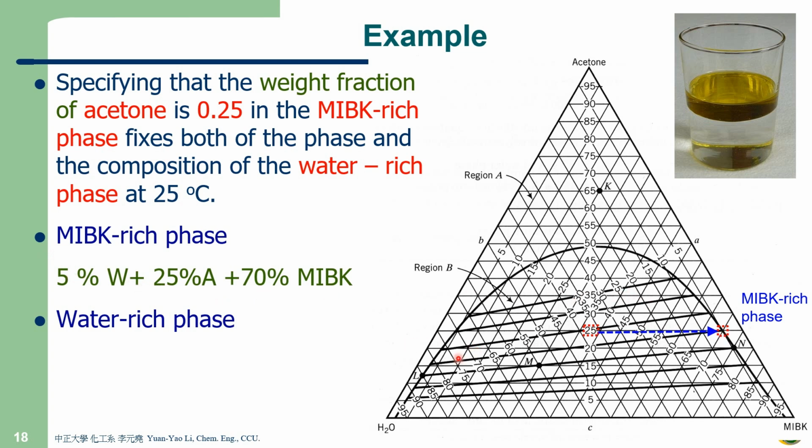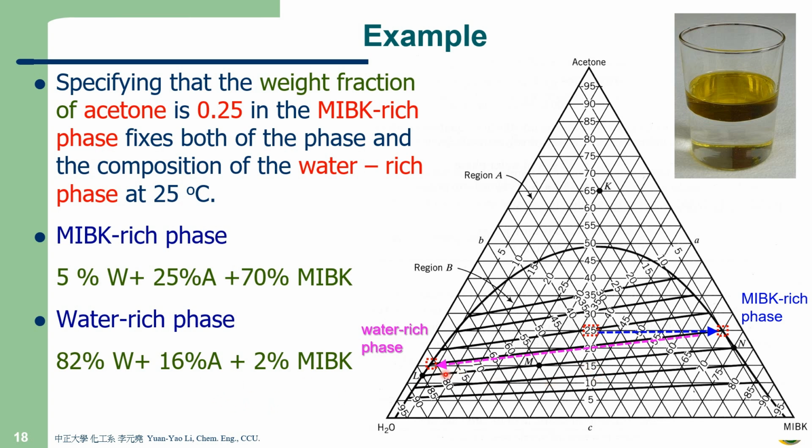Okay, and how about the water-rich phase? So this tie line, let's go along the tie line to this point here. Again, we start from water. Water, how many percent here? That'll be between 80 to 85, right? Let's say 83 or 82, something like this. How about acetone? Acetone will be around 15, right? So here is 16.